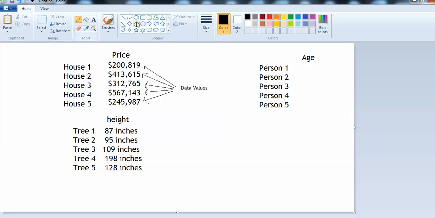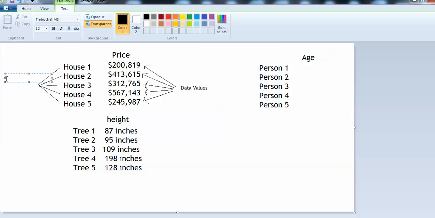Now what about the 5 houses? The 5 houses are the observational units, because they're the things that we're collecting data about. We've collected data from the houses, so the houses are our observational units.